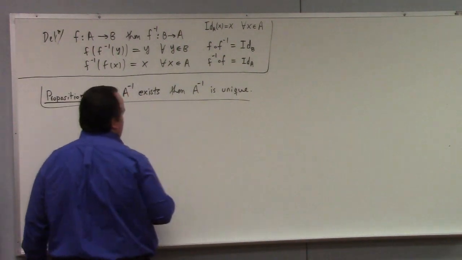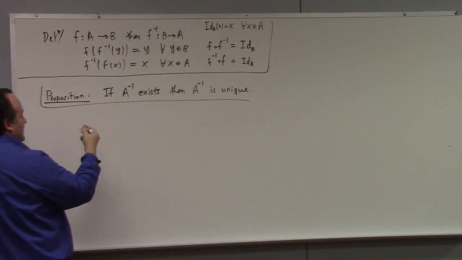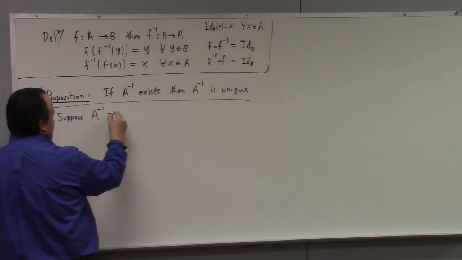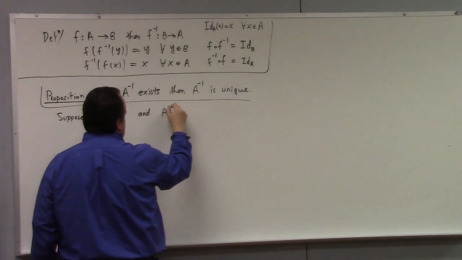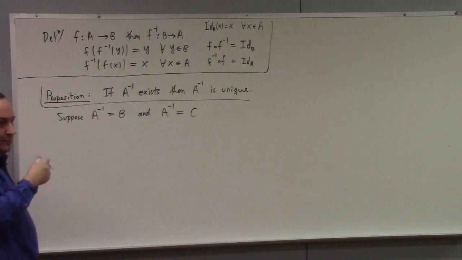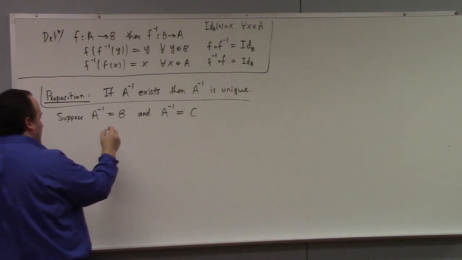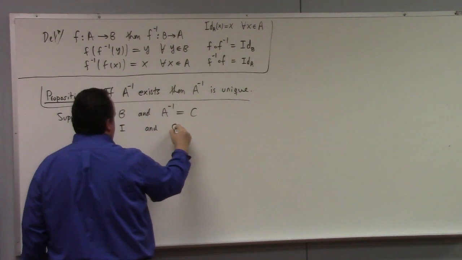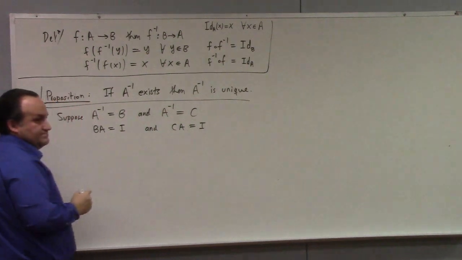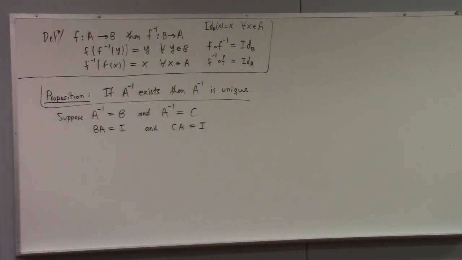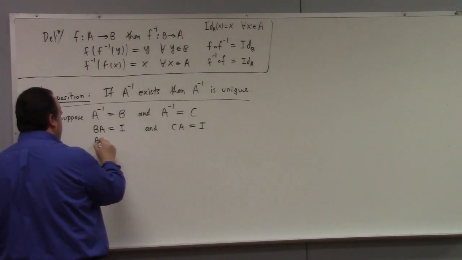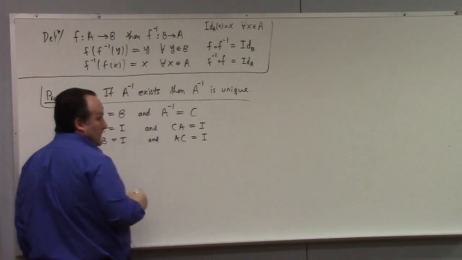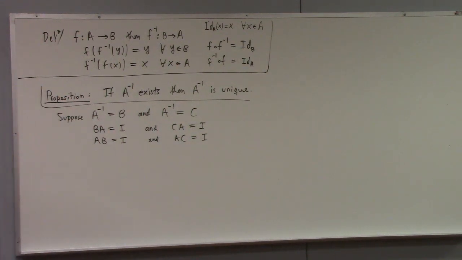How would you establish the truth of something like that? If A inverse exists, what does that mean? Suppose A inverse is two things, B, and suppose A inverse was also equal to C. What would that mean? On the one hand, BA equals I, and also CA equals I. But not just that, we also have AB equal to I and AC equal to I. How could you use these equations to show that B is equal to C?